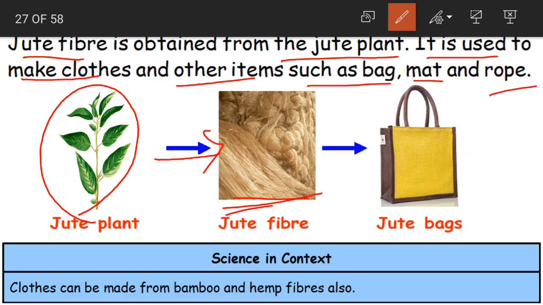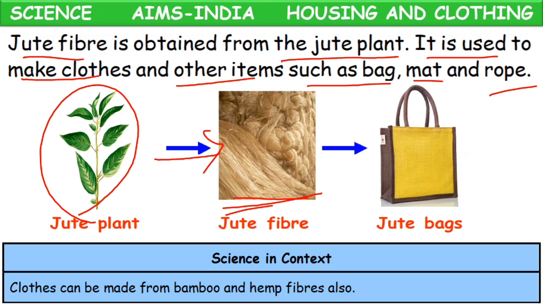Okay children, before, jute bags and ropes were very famous. Nowadays we are using jute in making clothes also, and mats also. Even every object of jute is becoming famous because it is user friendly and environmentally very good, to save the environment from pollution. Clear children? So this is the jute bag.